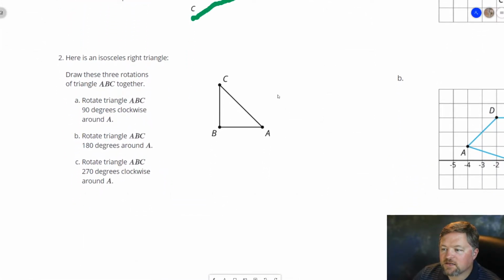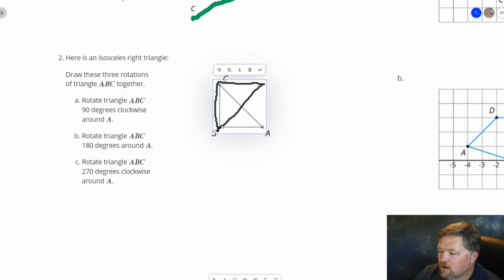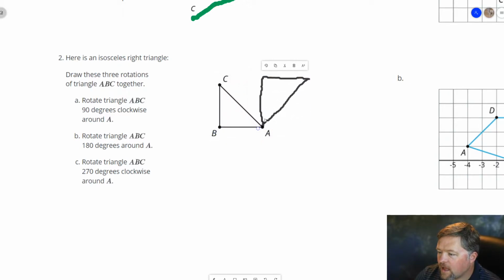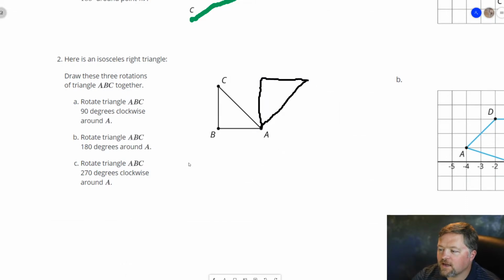Here is an isosceles right triangle. Draw these three rotations of triangle ABC together. Rotate triangle ABC 90 degrees clockwise around point A. So 90 degrees clockwise. So here's our original figure. And if we are rotating that 90 degrees clockwise around point A, which means the center of rotation would be there, that's what we're going to get.